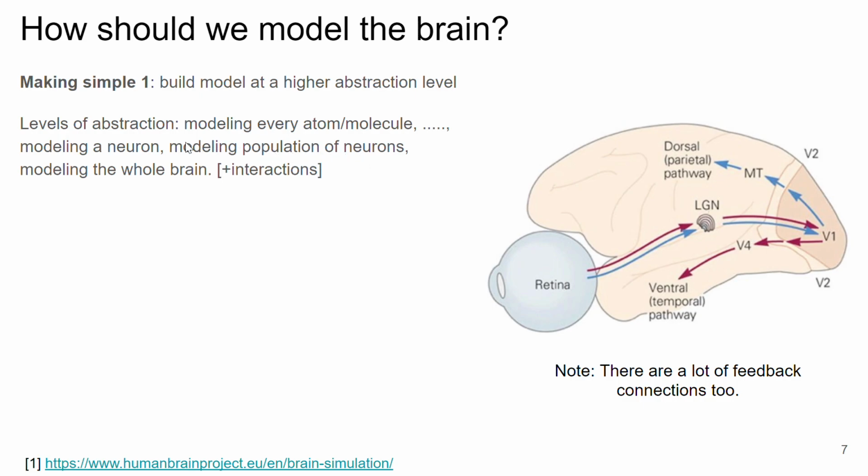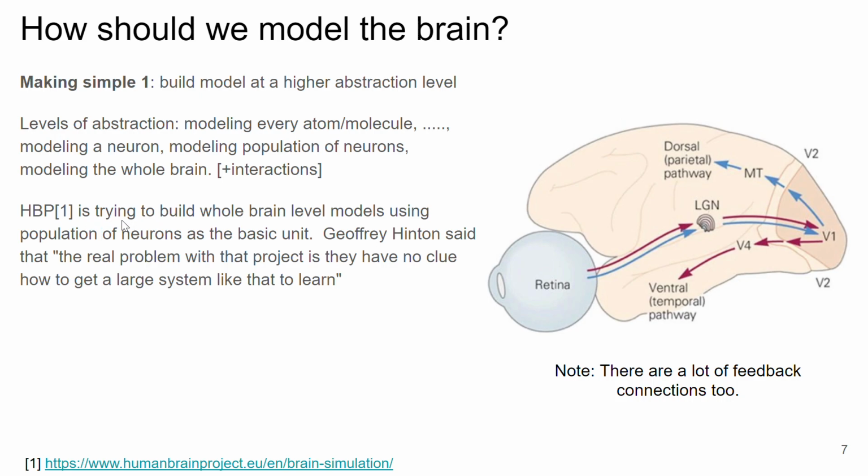The advantage of going higher up this hierarchy and building at a higher abstraction level is that you save more compute. Because if you're modeling every atom, there are just too many units, and modeling the interactions would be very computationally intensive because there are too many smallest units.